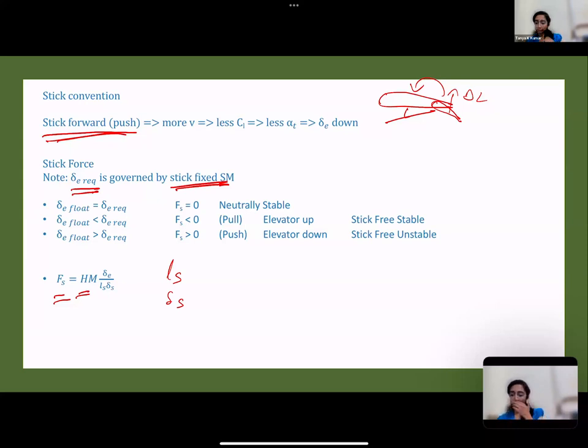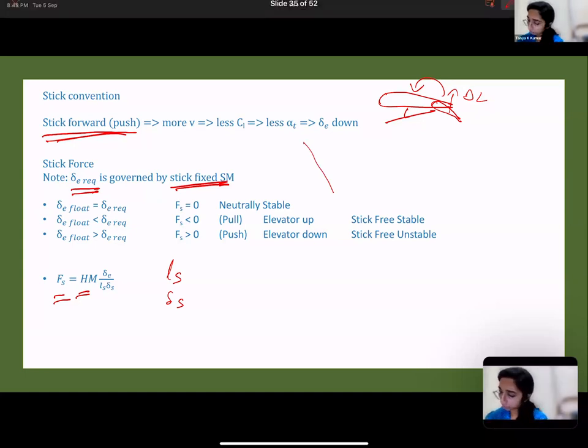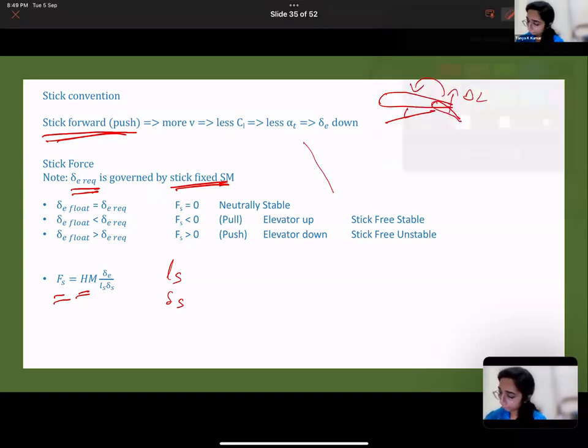So sir had mentioned something like the stick force, right? So this was pulling and pushing the stick about a point. If you pull it, it goes something like this. Now this length is known as Ls, and this deflection is delta S.